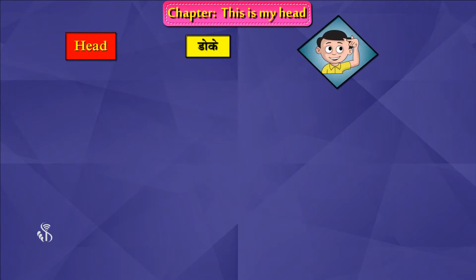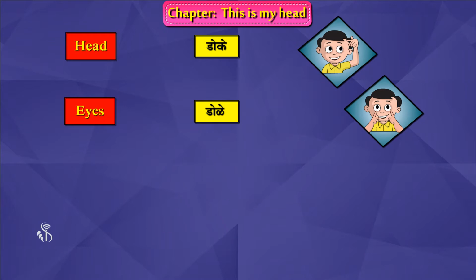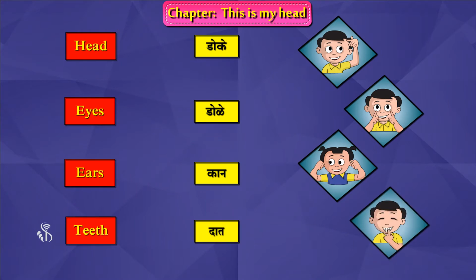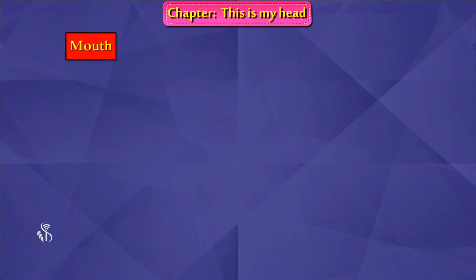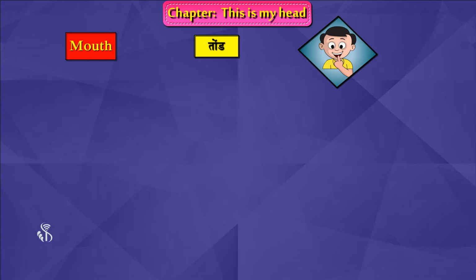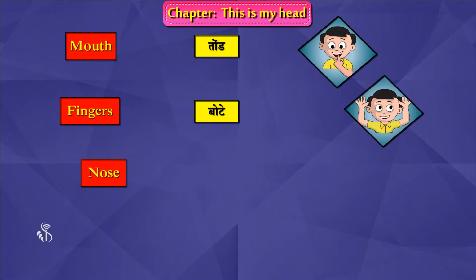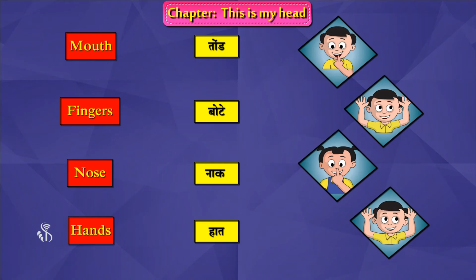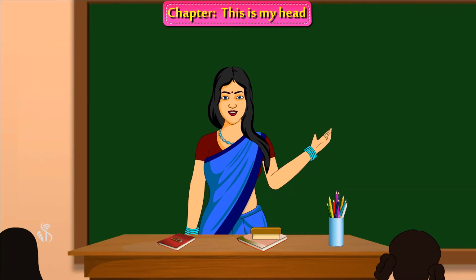Head, डोके. Eyes, डोळे. Ears, कान. Teeth, दात. Mouth, तोंड. Fingers, बोटे. Nose, नाक. Hands, हाथ. Children, remember these names very well.